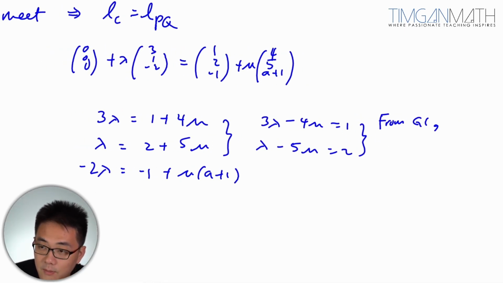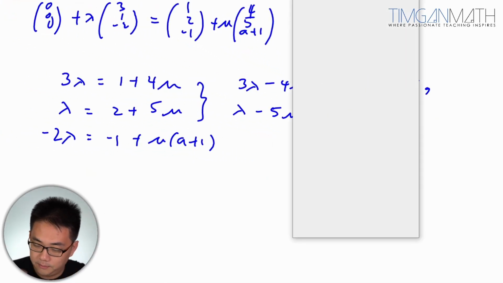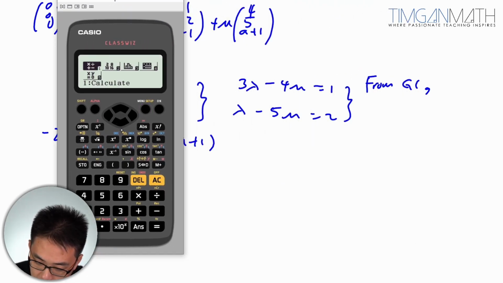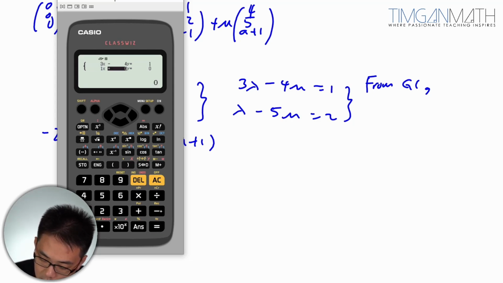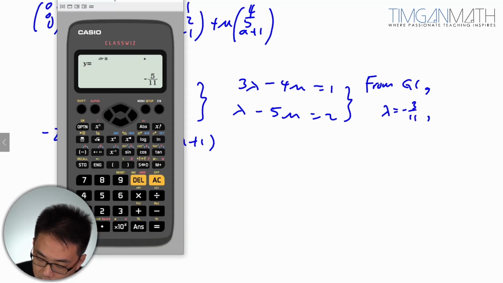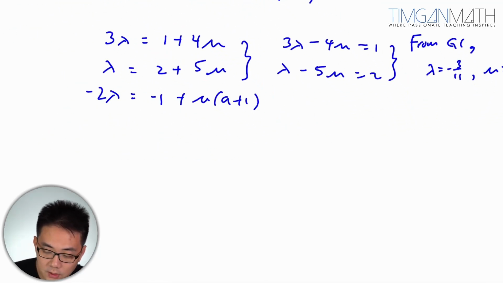I could simply write it, just in the calculator, as a new simultaneous equation: 3, minus 4, and 1; 1, minus 5, and 2. So this will give lambda equals minus 3 over 11 and mu equals minus 5 over 11. Okay, so you're told to find A.